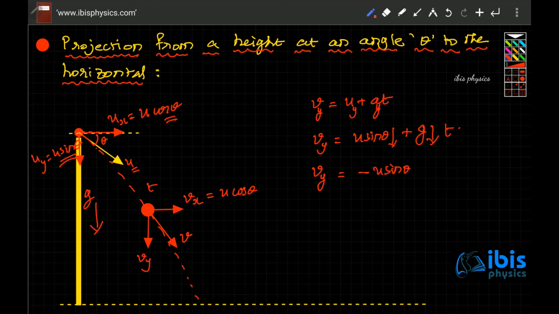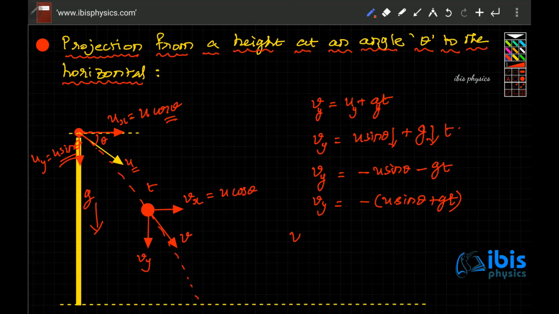You remember there we had u sin theta minus gt. Now we have minus u sin theta minus gt, because g and u are both acting in the downward direction. You can also assume that downward direction is positive, and deal with it that way. So Vy is equal to minus of u sin theta plus gt.